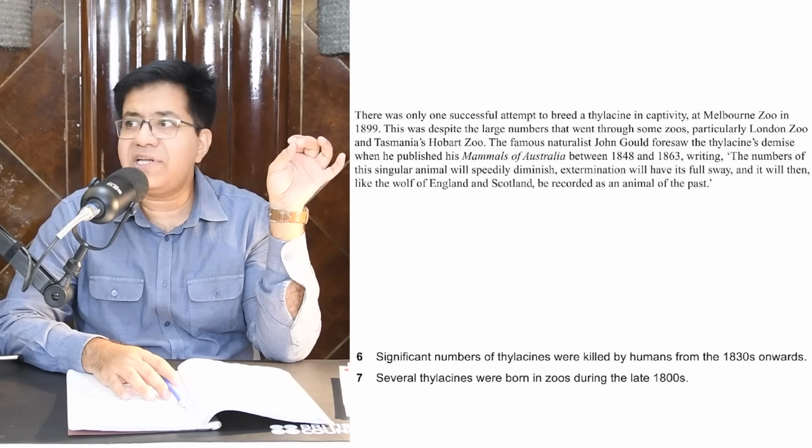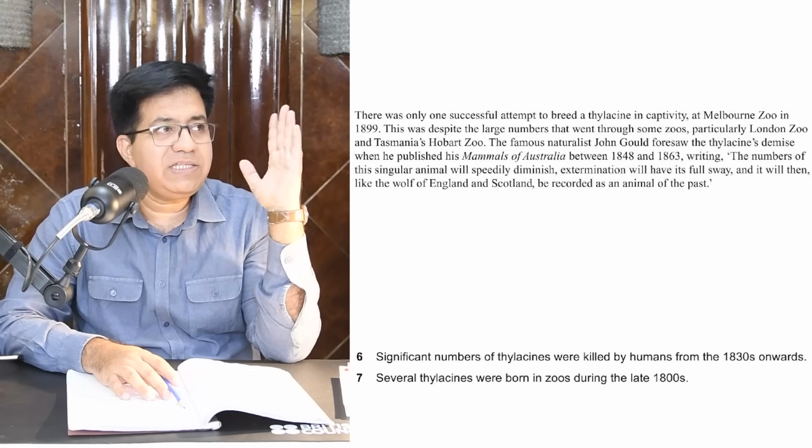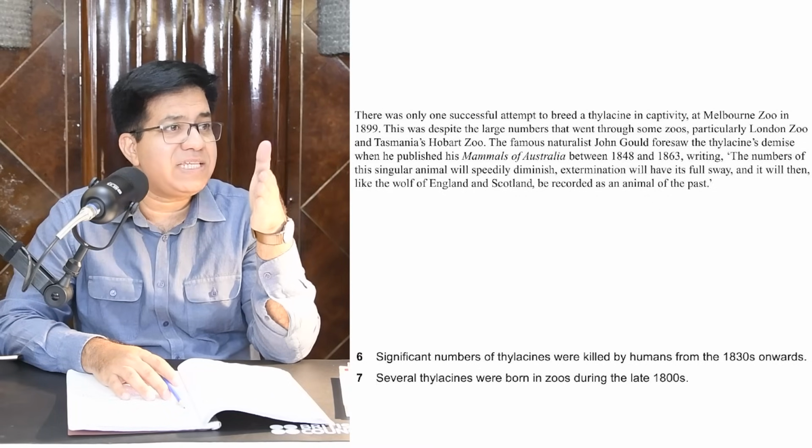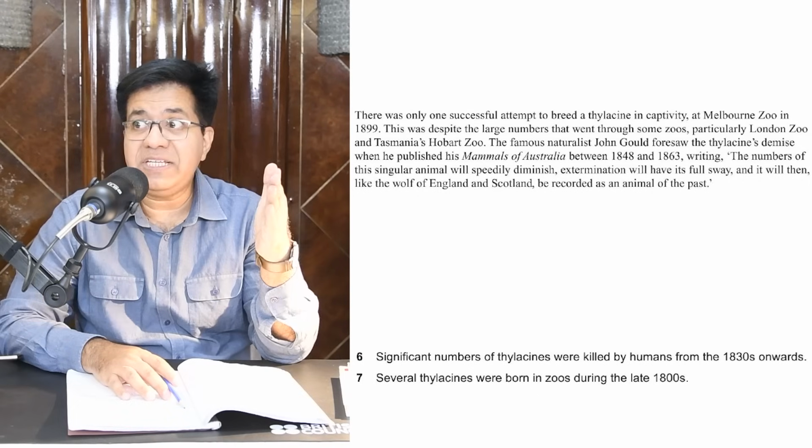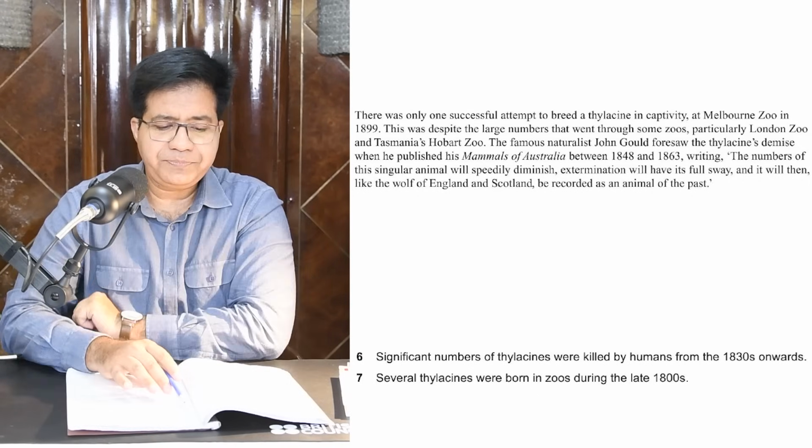Second paragraph. Okay, late 1800s means 1899. Late 1800. What is early 1800? 1801, 02, 03. What is mid 1800? 1850. Okay, like this. Now let's check.